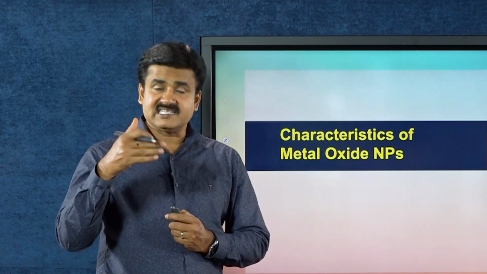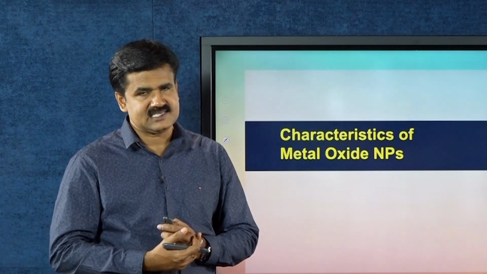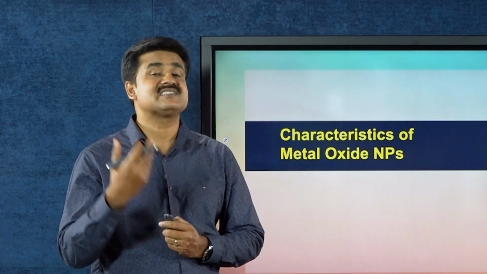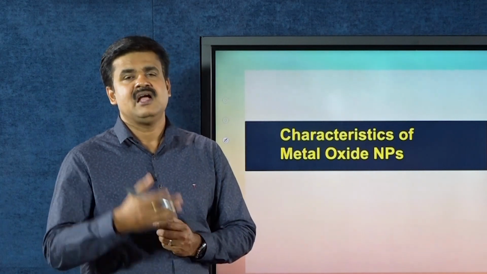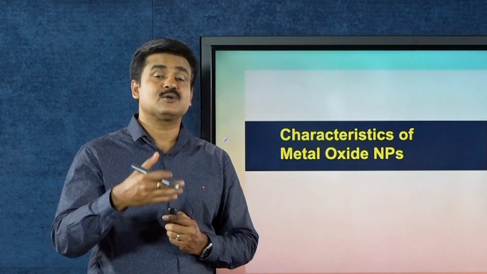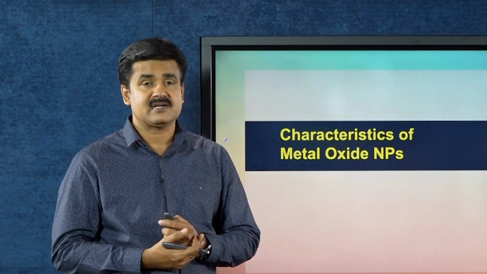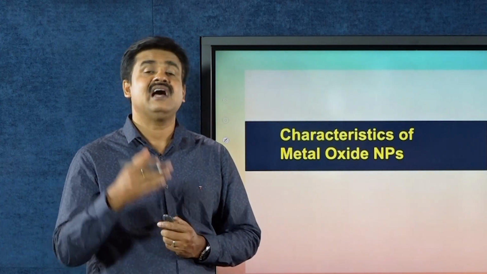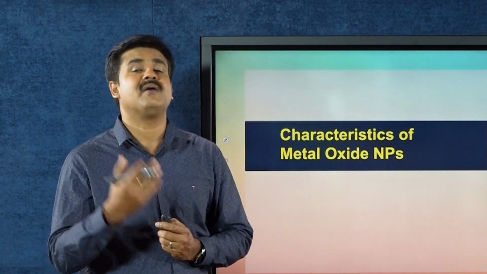So, high surface area is a direct consequence of small size. Nanoparticles have a very small size. They are associated with the high surface area. High surface area along with the quantum confinement effect make metal oxide nanoparticles highly interesting and their physicochemical properties entirely different from that of the bulk material.